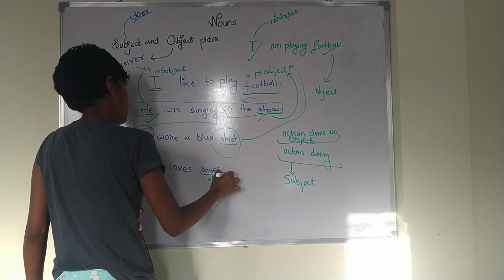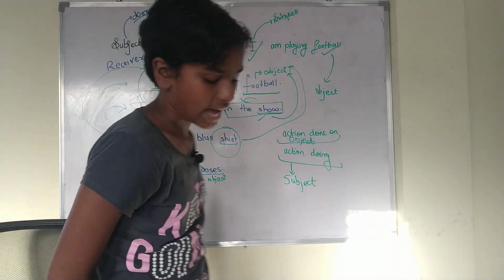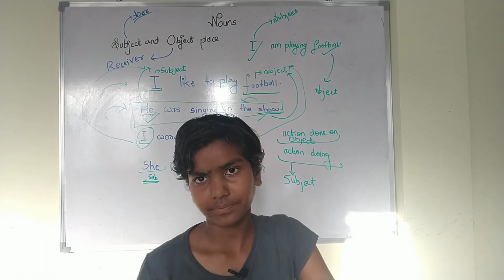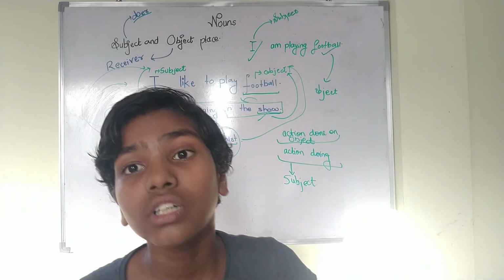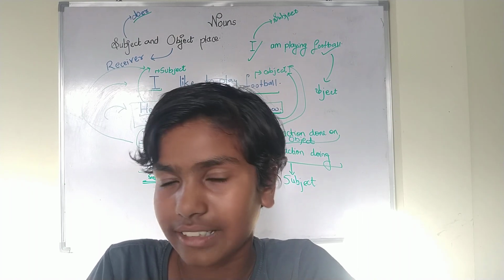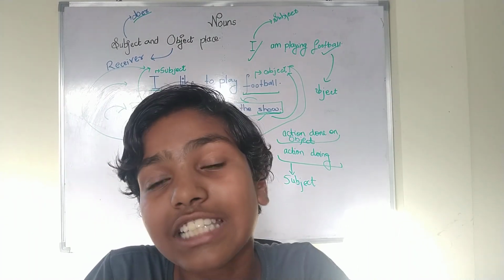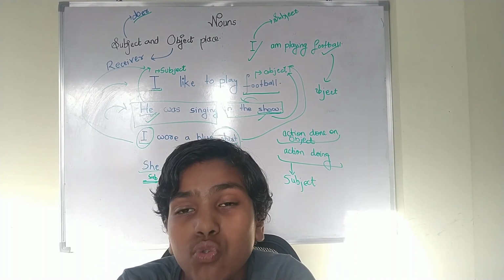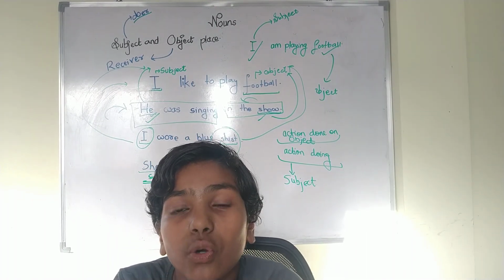I love the roses. Who is loving the roses? I. And who is doing the action of loving the roses? Who does this action of loving? Like, what is she doing? She is loving the roses. Okay. Now, I want you to try a few sentences for your practice.